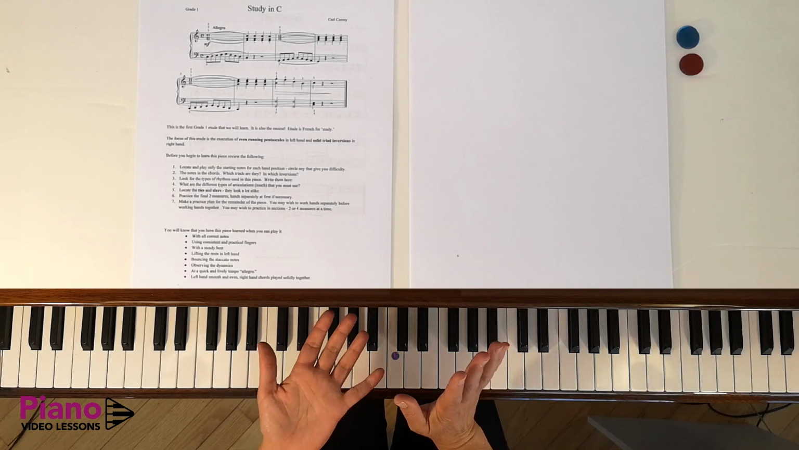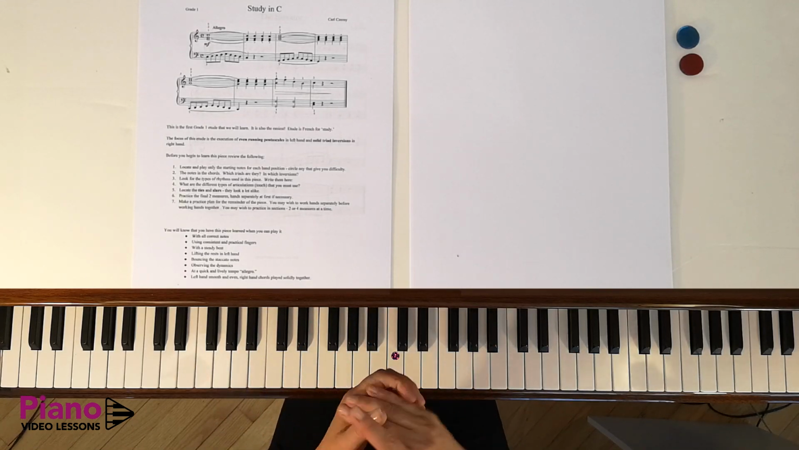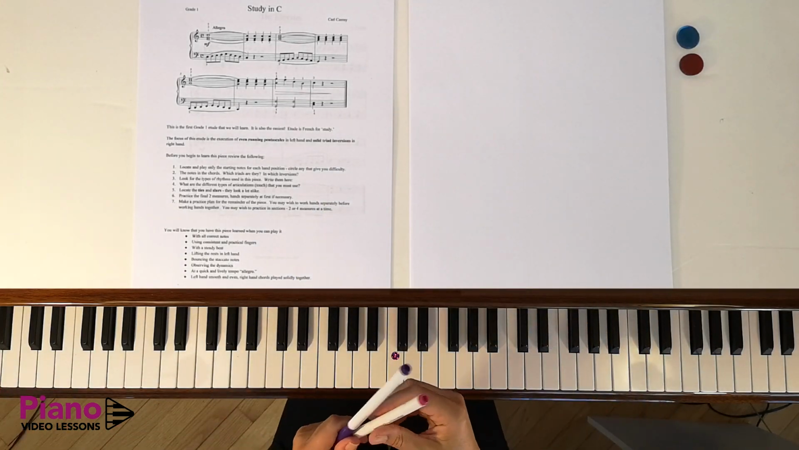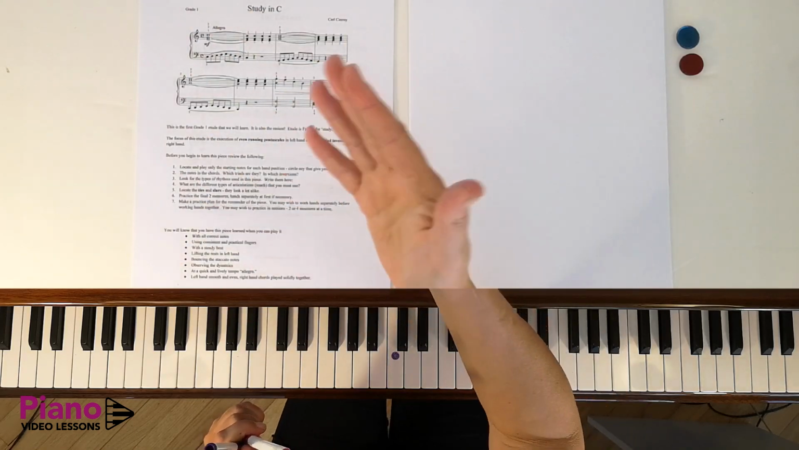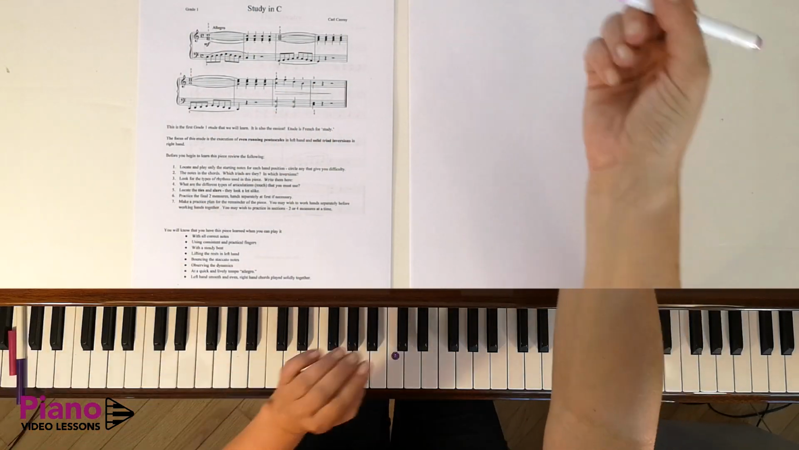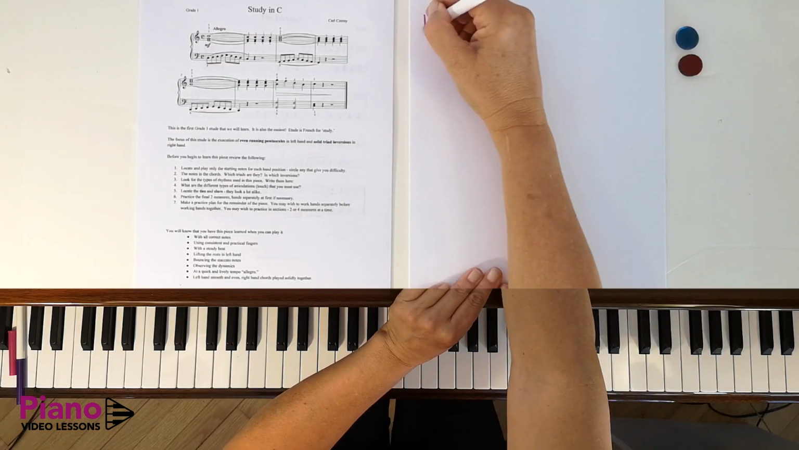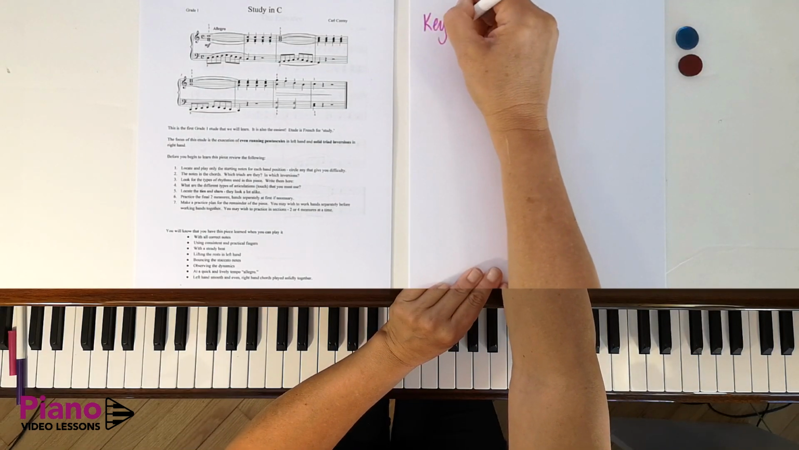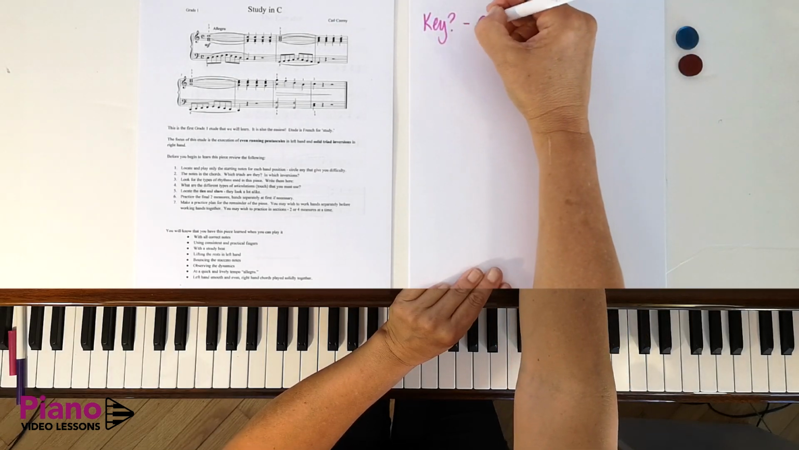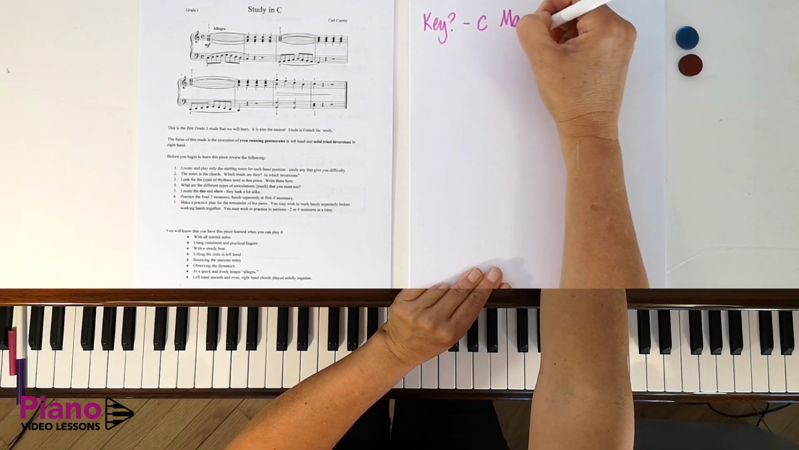So there's quite a few elements to this piece that we're going to have to really be careful about. First of all, I'd like to draw your attention to the overall look of the piece. There are some important aspects that we should always look at before beginning to play something. The first question we can ask is, what key is it in? And obviously it's Study in C, so we know that it's in the key of C major.